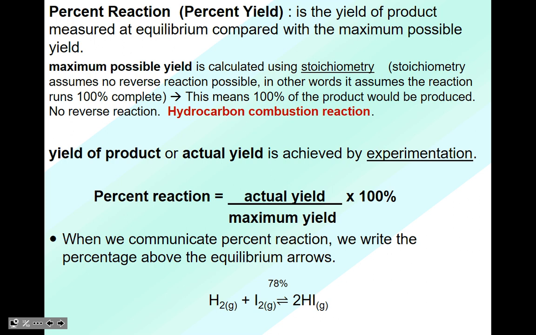Stoichiometry assumes no reverse reaction is possible. In other words, it assumes the reaction runs 100% complete. You can only use stoich, kids, when it's not a reverse reaction, only when it's a forward reaction. An example of that is a hydrocarbon combustion reaction.